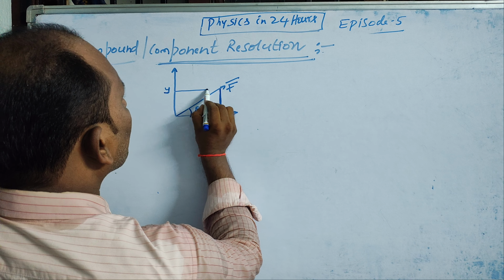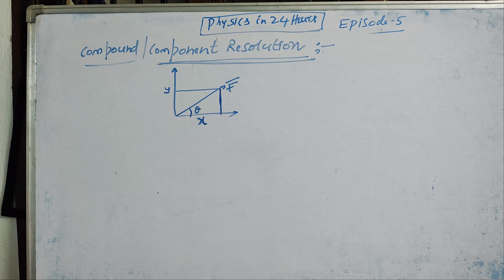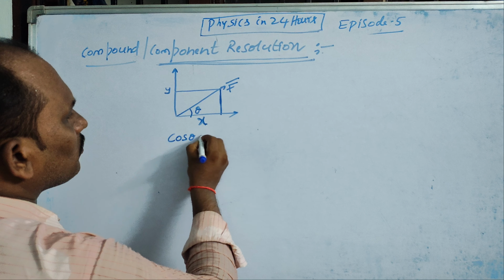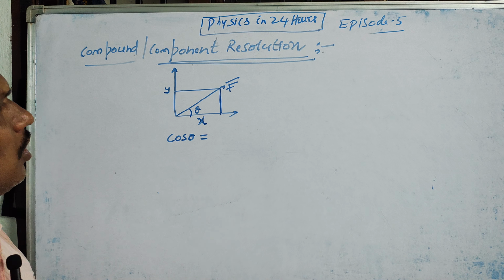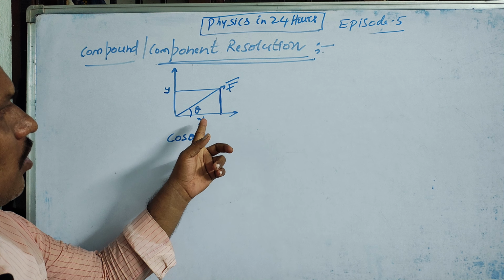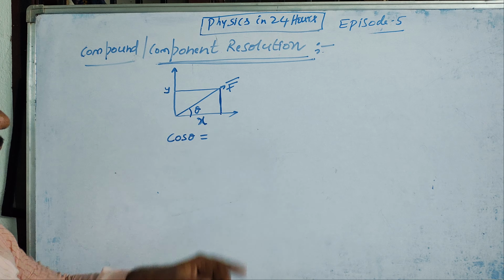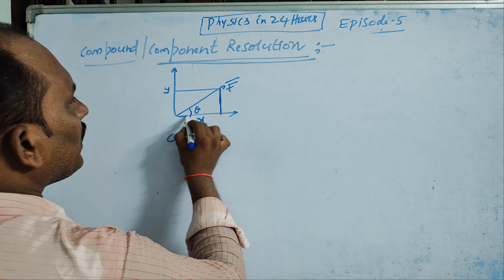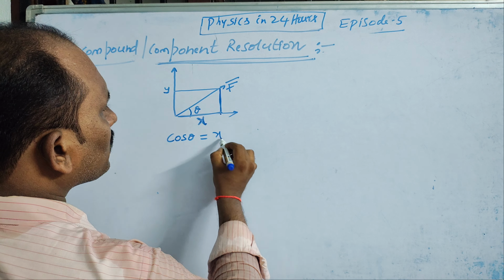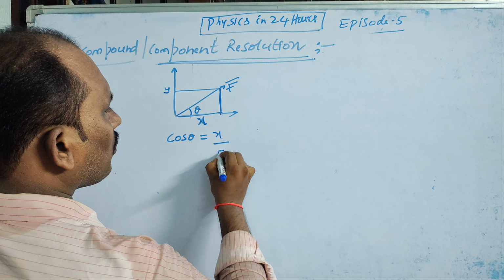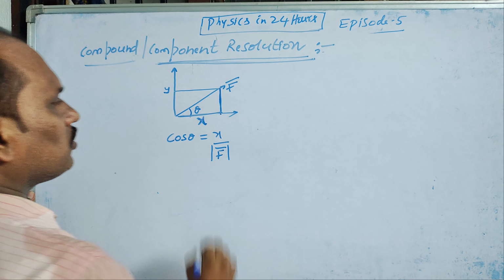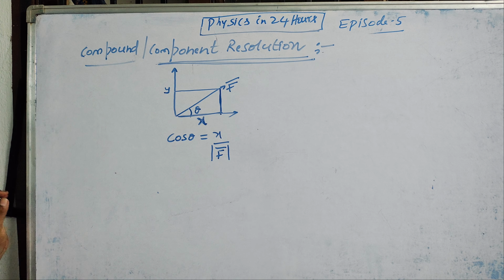I am replicating. This is the way I am replicating. So now what will happen, guys? Let's say cos theta is equal to how much? From this diagram, cos theta means adjacent by hypotenuse. What is the adjacent value? X is the adjacent value. No doubt. X by what is the hypotenuse value? F bar. We want the magnitude, the modulus of F bar.